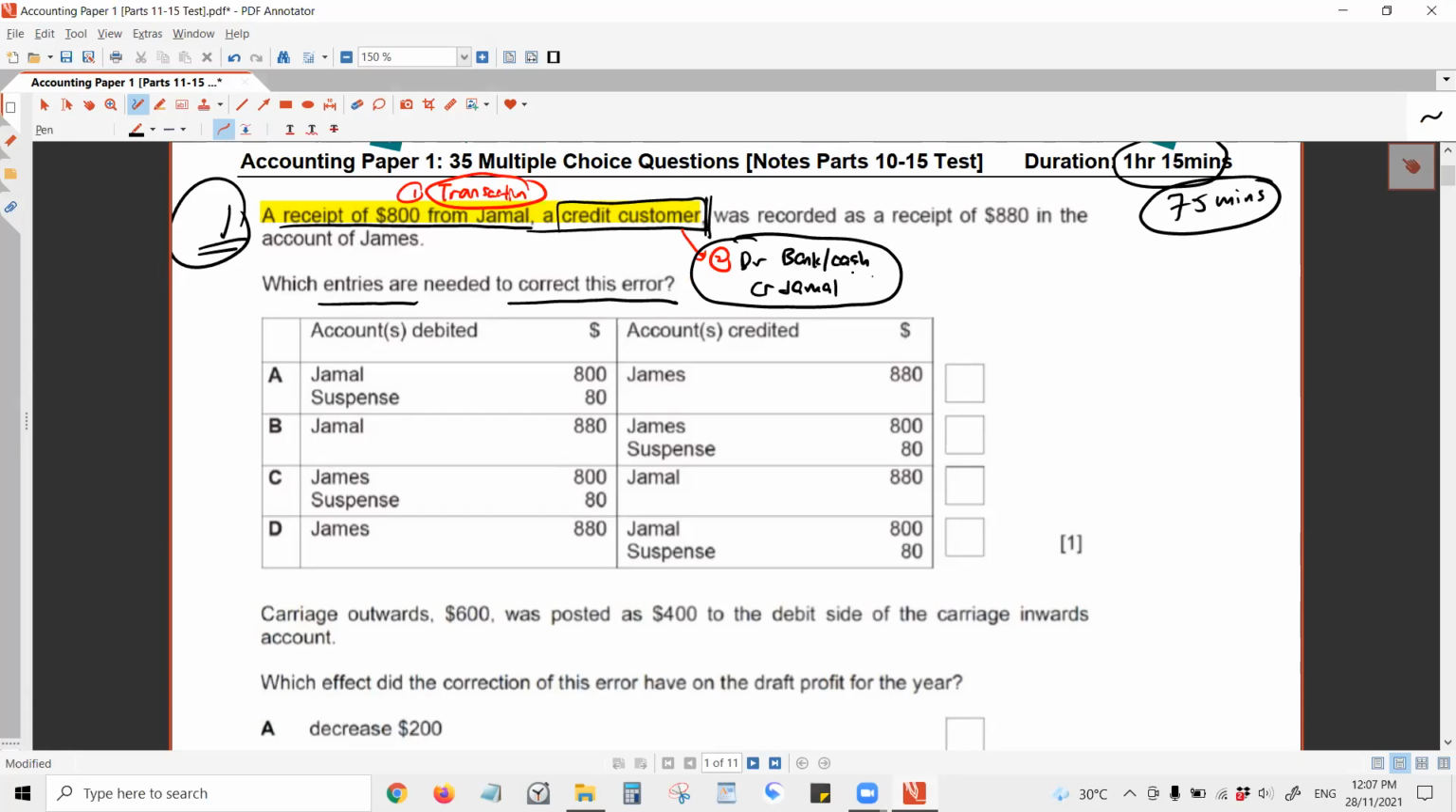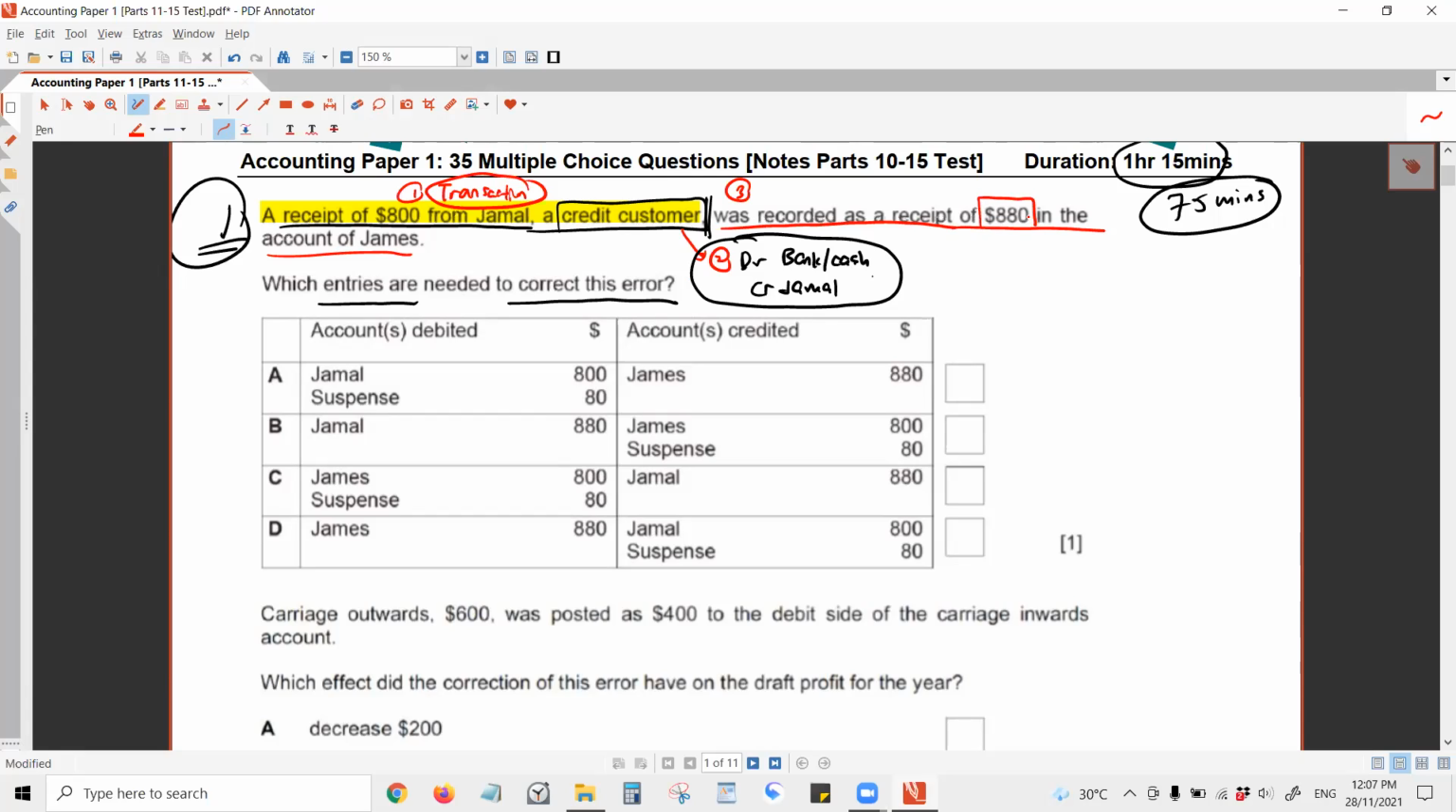After I've done the first two steps, only then do I see what they have done, and then I make a comparison. So I continue to read. It was recorded as a receipt of 880 in the account of James. So this is what they have done.